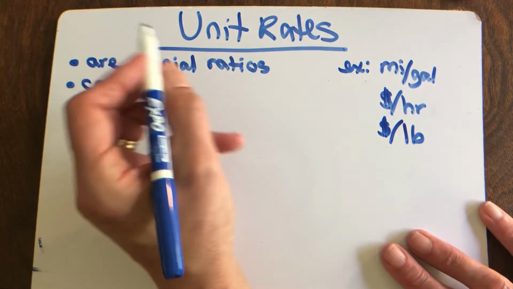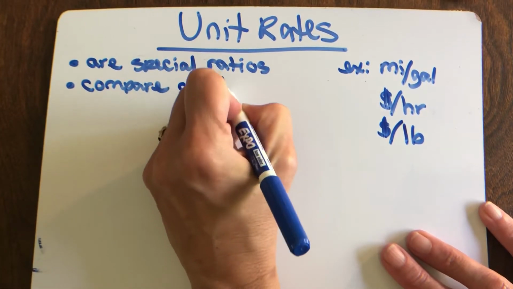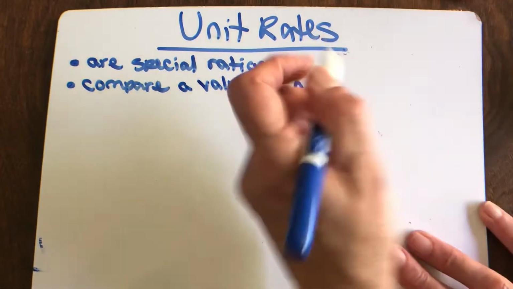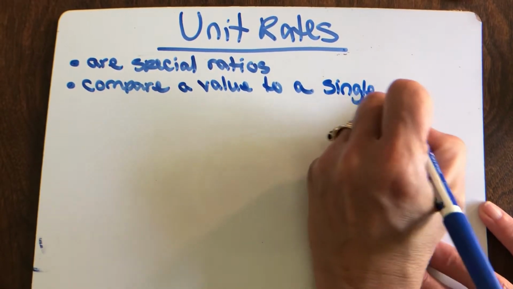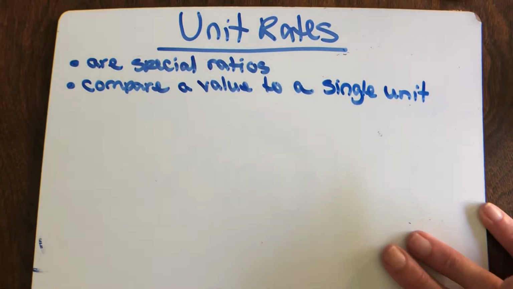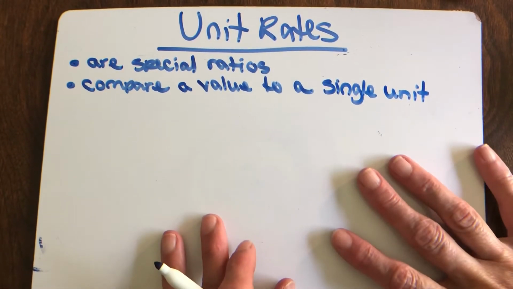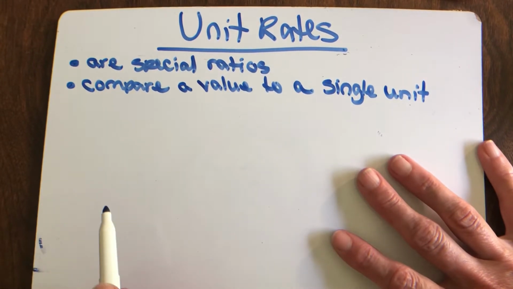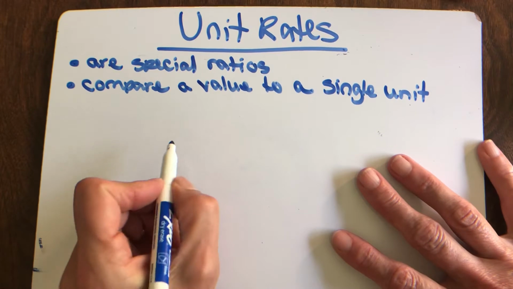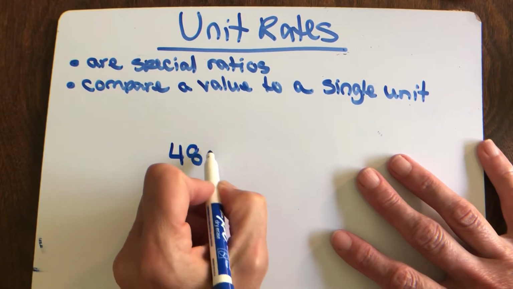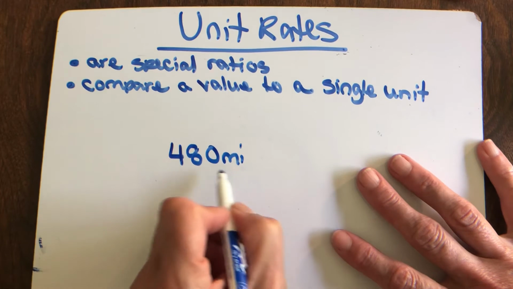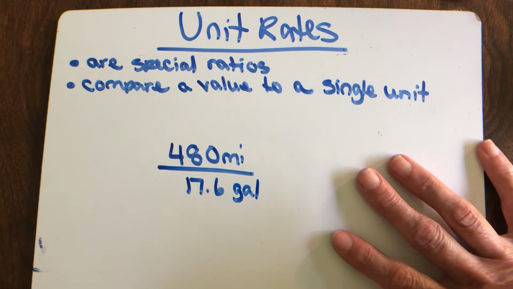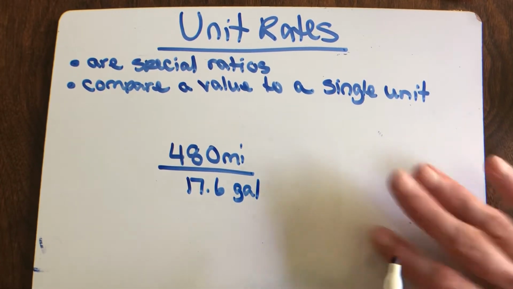So unit rates compare a value to a single unit, okay? So let me just give you an example of how we don't talk. Let's talk about my car, okay? If I'm talking about the gas mileage of my car, I don't talk to you and say, okay, my car gets 480 miles for every 17.6 gallons I put in it. Do I say that? Do you say that? No, we don't say that.